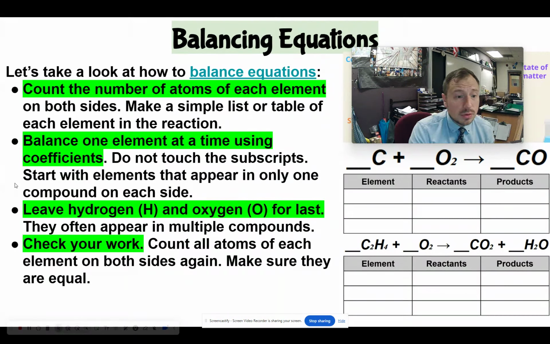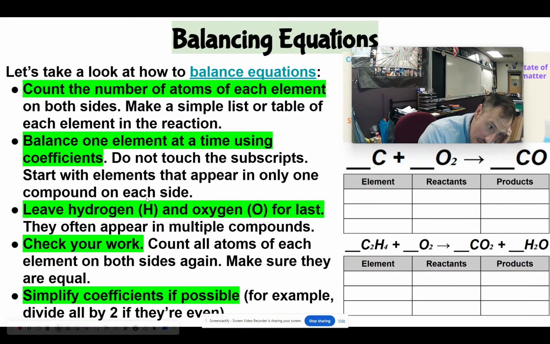And then check your work. Do this with all of the problems, right? Count all the atoms of each element, both sides again, make sure they're equal. And then this one might not apply to all of them, but simplify coefficients if possible. You want it to be as simplified as possible. So that means if they're all divisible by 2, if they're all even, just divide by 2.